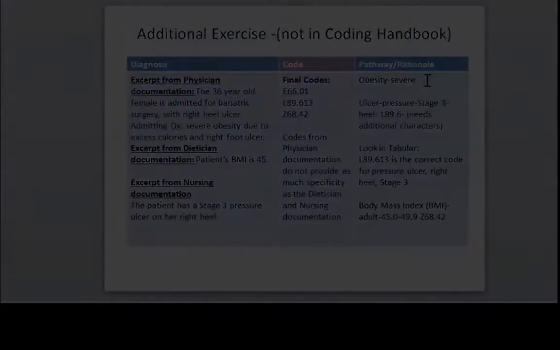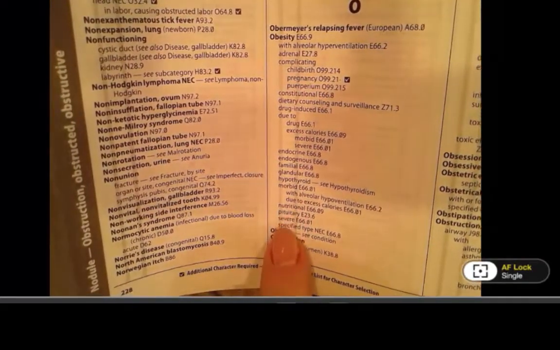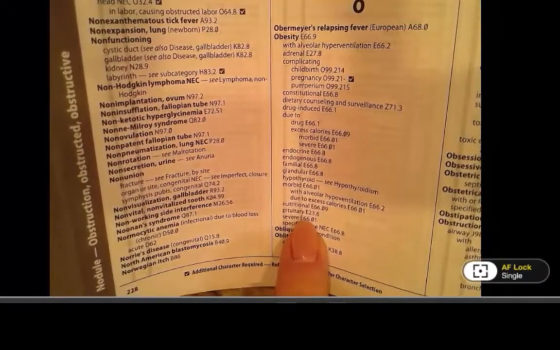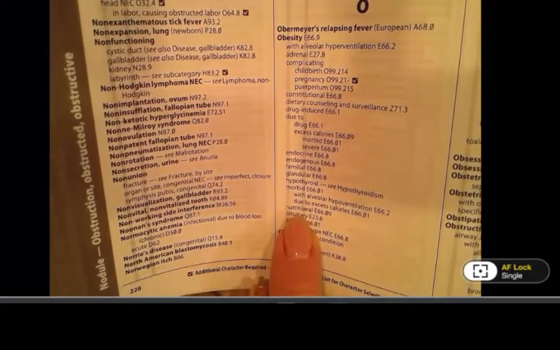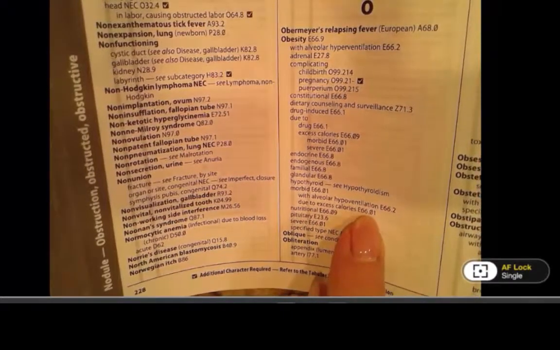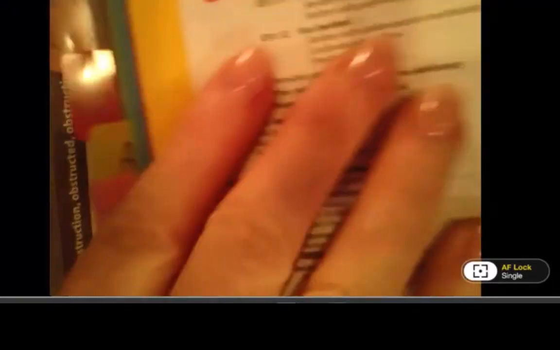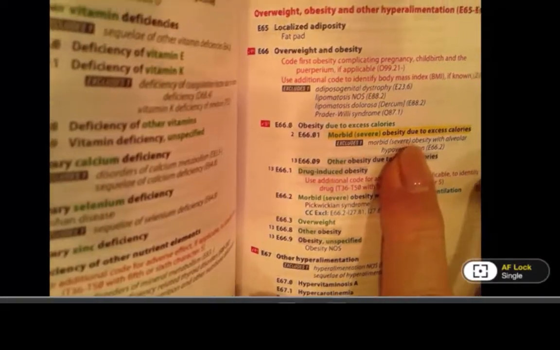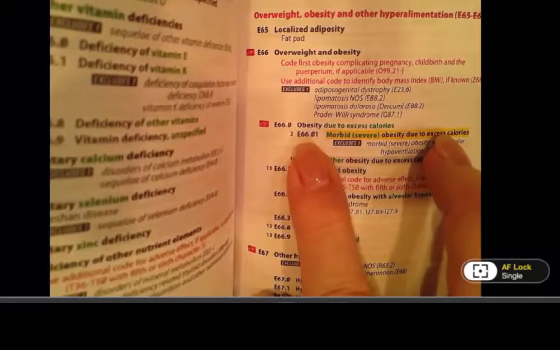Obesity, severe. Okay, we're going to go to the alphabetical index. Here's obesity. We can go down to severe, and it's E66.01. Notice also morbid, E66.01. Those words are sometimes used interchangeably. And also the doctor did mention it was due to excess calories, which again is the same code, E66.01. So then we go to our tabular, look up E66.01, morbid or severe obesity due to excess calories. So that is the correct code for the obesity.